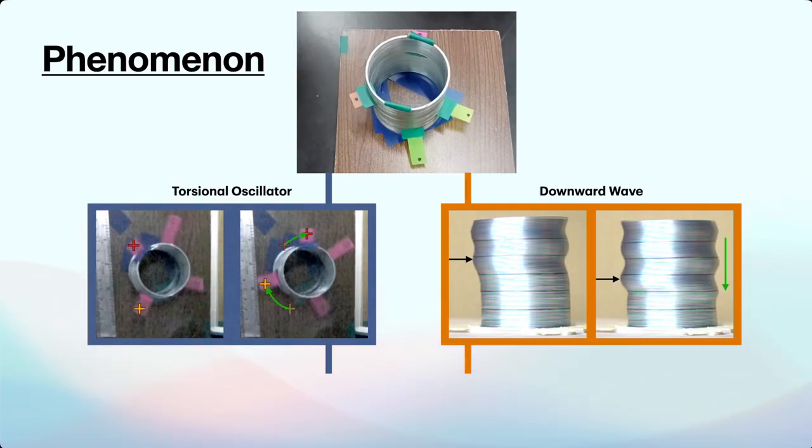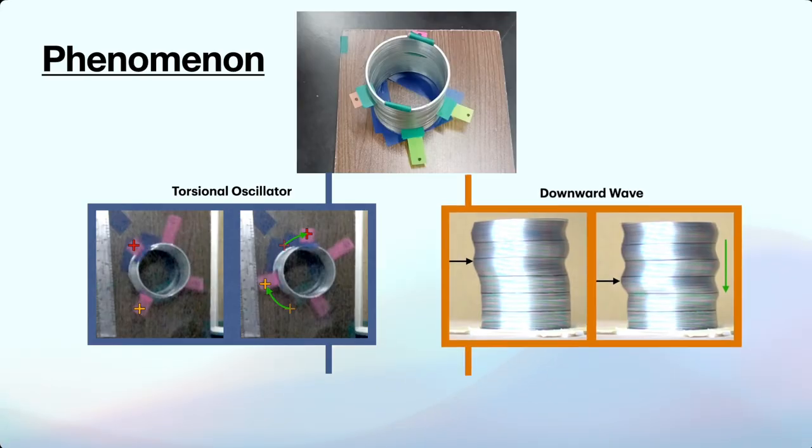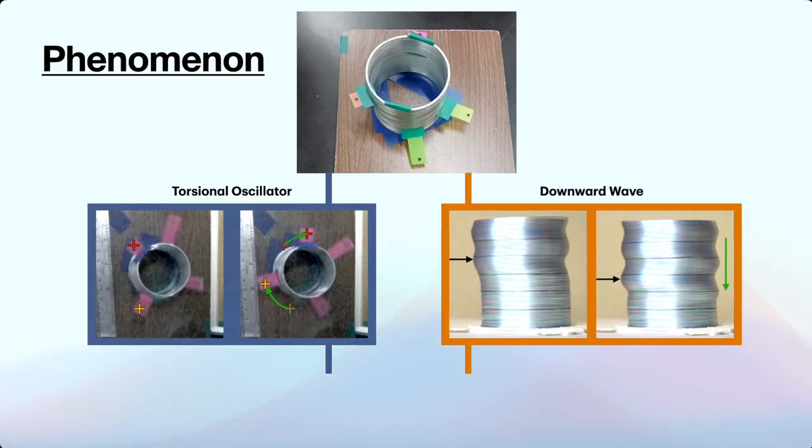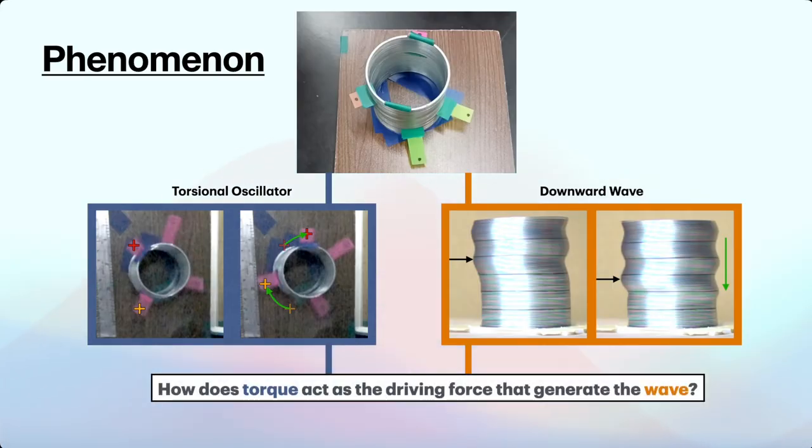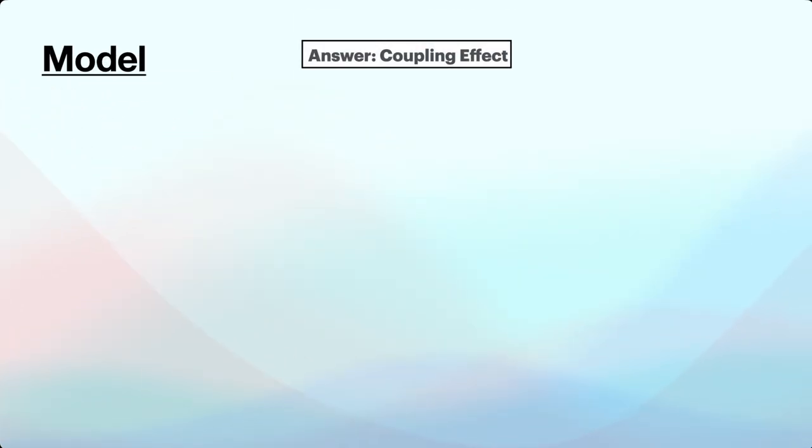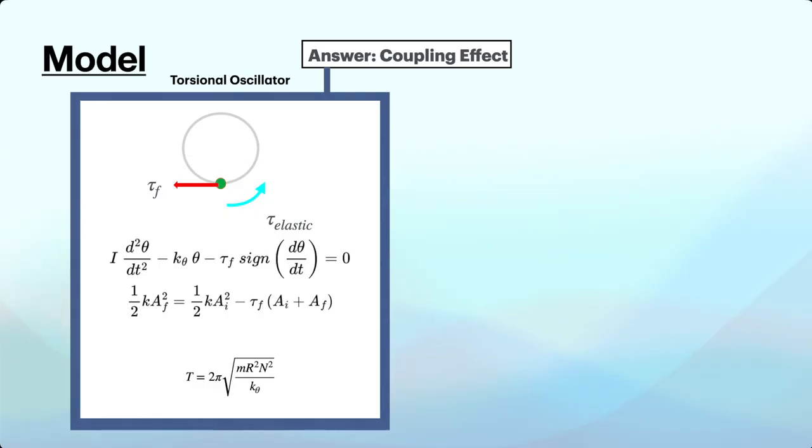First, the entire slinky undergoes a periodic torsional motion. Second, a lateral wave travels downward along the slinky. Most previous studies treated these two effects separately. Our central question, however, was how this torsional deformation acts as the driving force that generates and modulates the lateral wave. To analyze this, we modeled the slinky as a torsional harmonic oscillator.